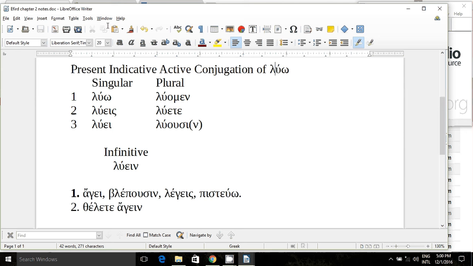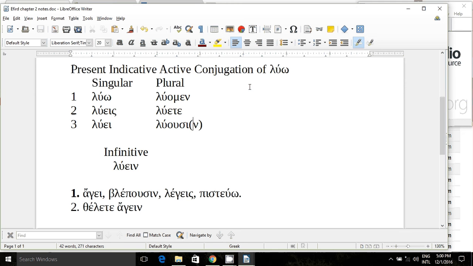So, luo is first person singular, so that's I loose. Second person singular, you loose. Third person, he looses or she looses. Plural, first person plural, we loose. Second person plural, y'all loose. Third person plural, they loose.